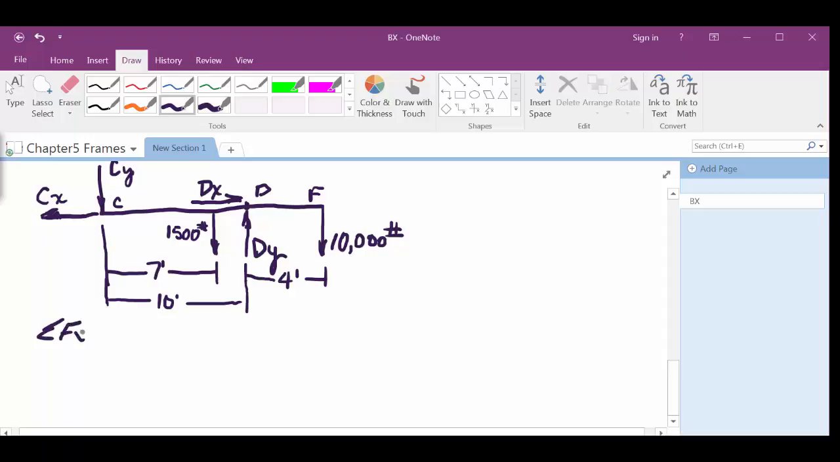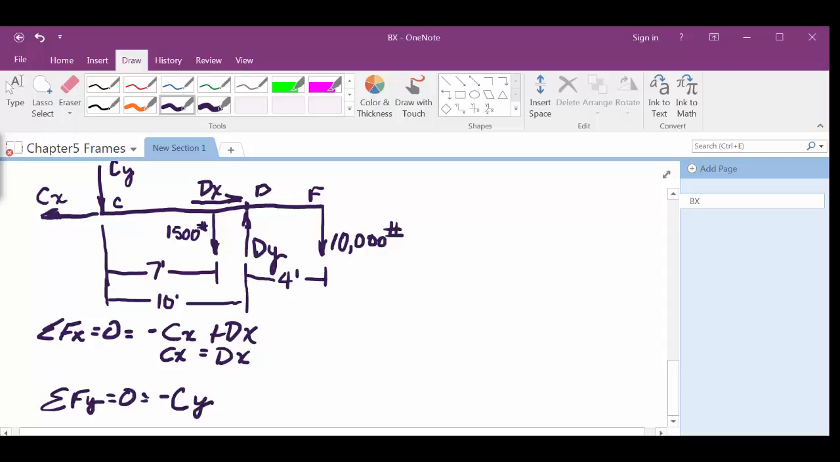Summation of the forces in the X. This is not something that we haven't been doing. We just keep doing this over and over. It's about to put some of you to sleep. I understand that, but you have to bear with us. Minus CX plus DX. So then we could say that CX equals DX, right? That's about all we know right now. Sum of the forces in the Y. Yep, minus CY. Nice thing about this is we don't have to worry about any sines or cosines, do we?